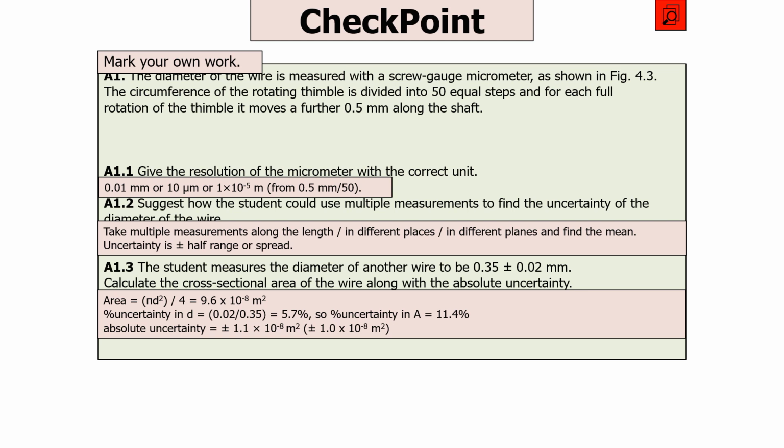Now the area is pi d squared over 4, so because it's d squared, you've got to double the percentage uncertainty in the diameter, so it's 11.4%. So you find 11.4% of 9.6 times 10 to the minus 8, and you can work it through that way.